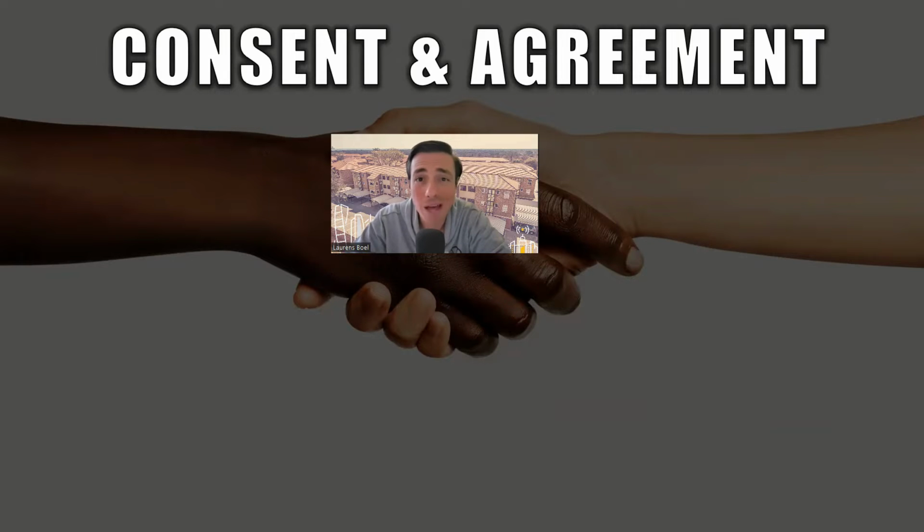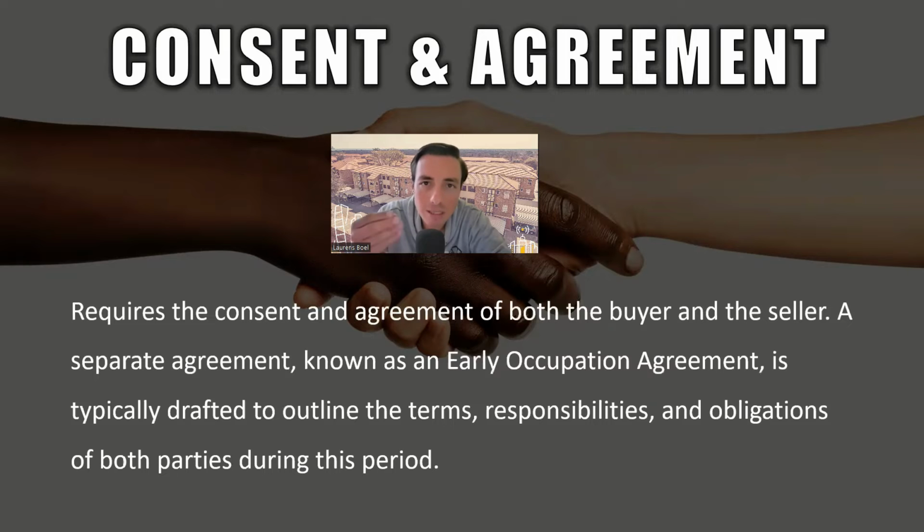Now, because the buyer and the seller are, for all intents and purposes, complete strangers to each other, you need to make sure that there is clear consent and a written agreement. This strategy requires both the buyer and the seller to have a separate agreement, separate from the OTP, known as an early occupation agreement. And it's drafted by an attorney and specifies the terms, conditions, responsibilities, and obligations of both parties during this period.